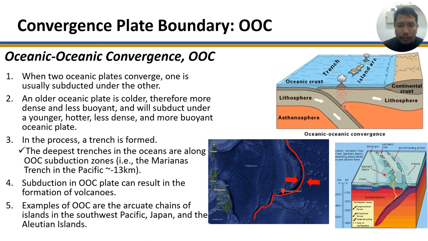So volcanoes often form in arcs or chains on the overriding plates above the subduction zone. These volcanic islands are characteristic features of OOC. Again, the oceanic convergence is responsible for the formation of earthquakes, island chains and volcanic arcs in various parts of the world. For example, island chains in the Southwest Pacific, such as the Solomon Islands and Vanuatu, the Japanese archipelago, and the Aleutian Islands in Alaska.